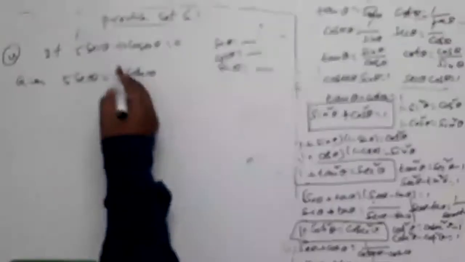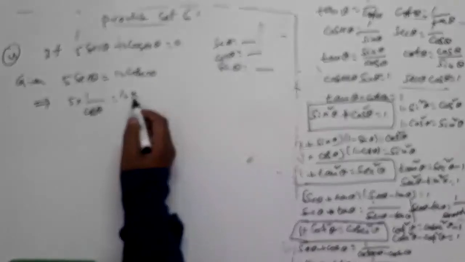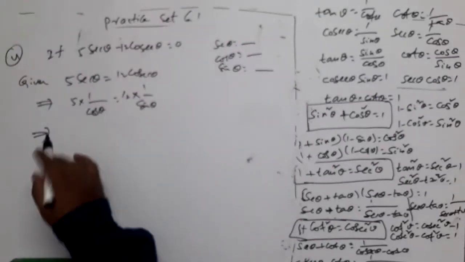Yes, given 5 secant theta is equal to 12 cosecant theta. Is it not? Can I write like this? If I take this term to the other side, that will be plus 12 cosecant theta, right? This implies 5 times of what is secant theta? We know reciprocal of cos, right? So 1 by cos theta is equal to 12 times of what is cosecant theta? 1 by sin theta, right? 1 by sin theta. This implies, yes, from this. Yes, what shall we do next? Sin theta, cos theta.